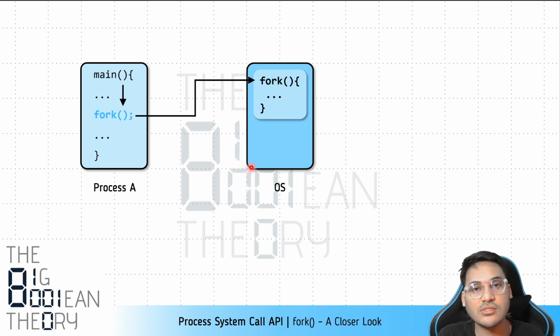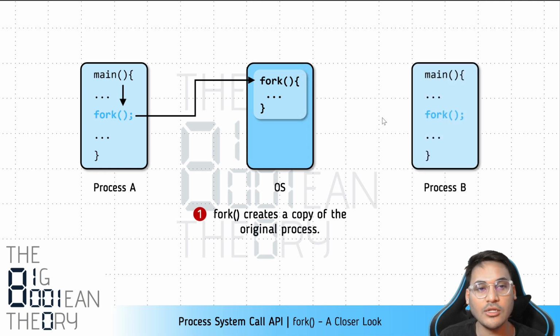Whenever you invoke a system call, the control is transitioned to the operating system, and then the operating system will execute the system call which is defined inside the code base of the operating system. As you can see, this is the code for the fork system call within the operating system. When this is executed, what we have is a new process, right? The fork creates a copy of the original process. The basic function of the fork system call is to create a new process. This is the new process, process B.